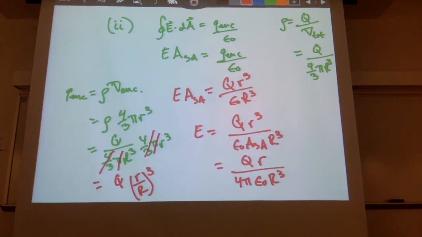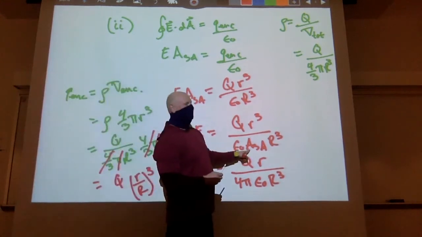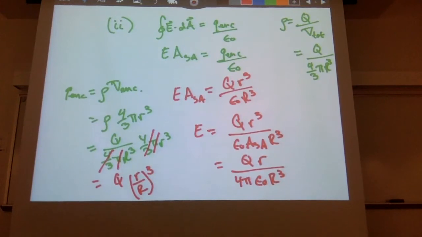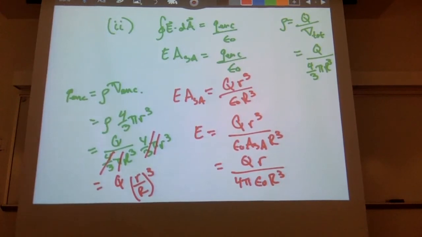You may wonder why that's an r, not an r squared anymore. Remember, this is 4 pi little r squared. So that little r squared cancels off two of those. Okay. So that means that what?